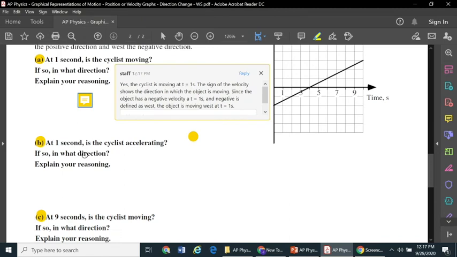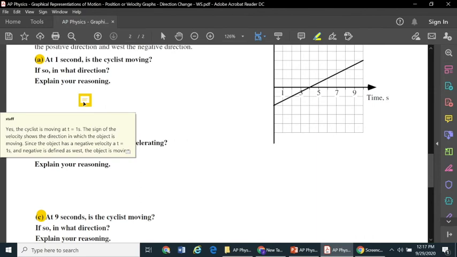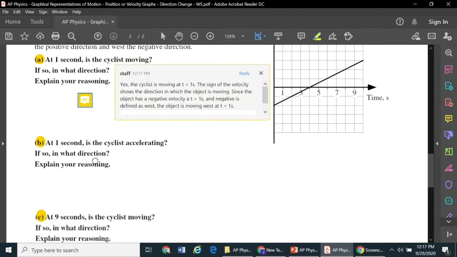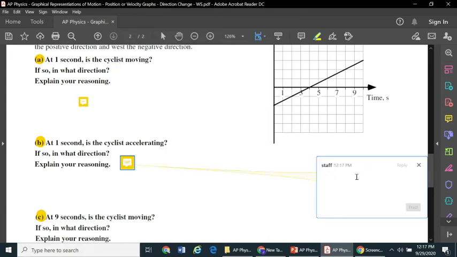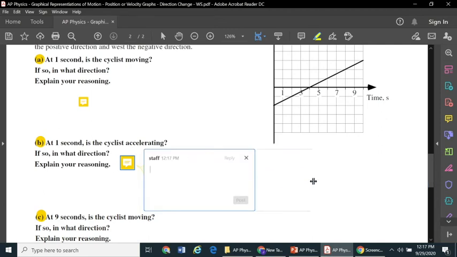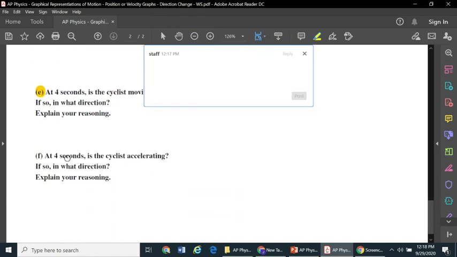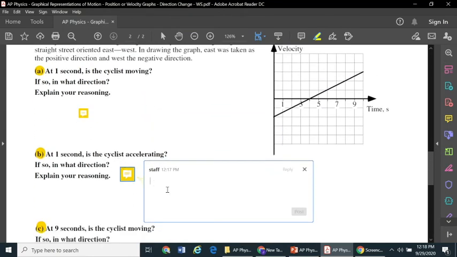Part B says, at 1 second, is the cyclist accelerating? And the cyclist is accelerating at 1 second. So we'll put this one over here. Now, the reason why I didn't have you answer D or F is because the cyclist is always accelerating. And we can tell that because we can determine the acceleration from a graph of velocity versus time and looking at the slope. So the first thing we'll say here for the answer is yes, the cyclist is accelerating. And we'll say here the cyclist is accelerating in the positive direction.